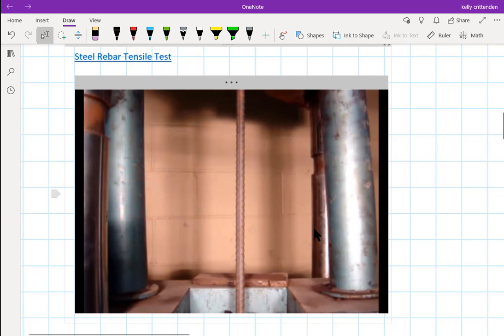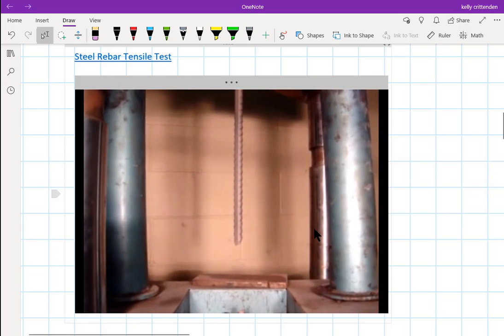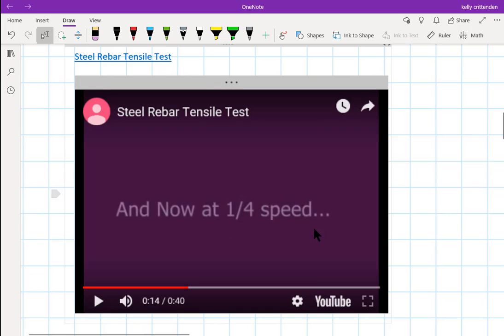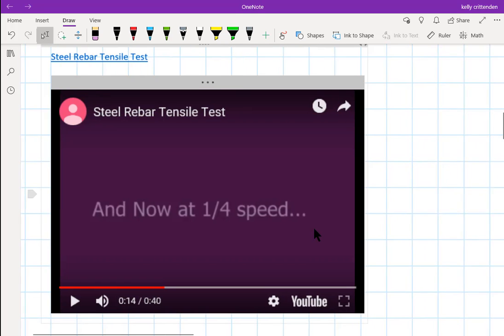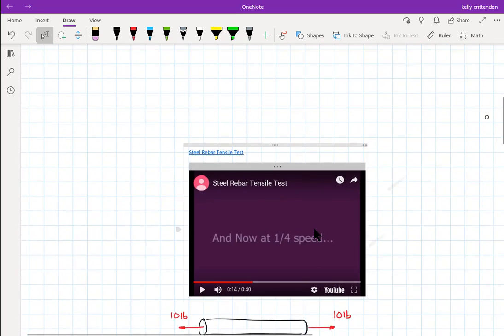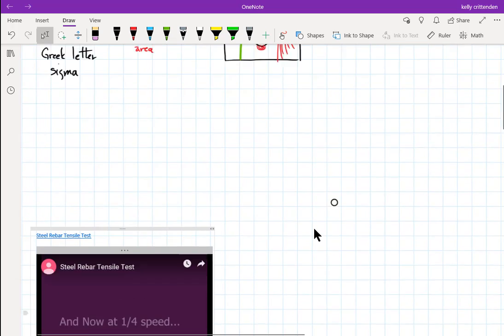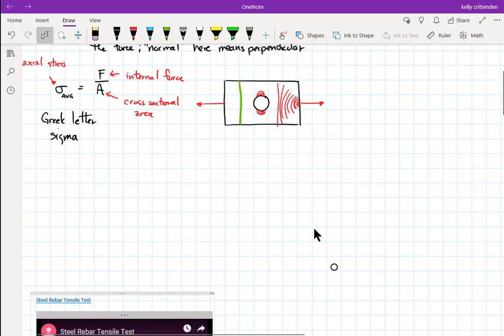So what's happening is, off the top of the screen, there's a crosshead that's moving up really slow, like half an inch per minute or something. I don't know. And so that's the kind of failure we're talking about here. They just play it again at a slow speed. But we're pulling something apart in pure axial, like stretching something out.